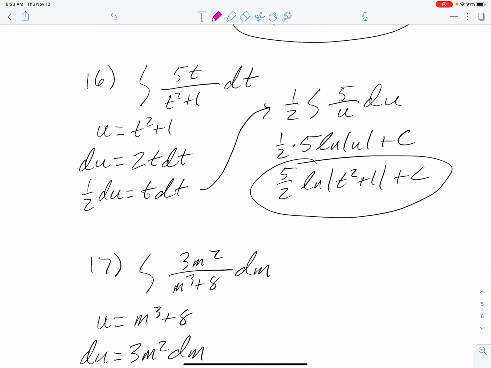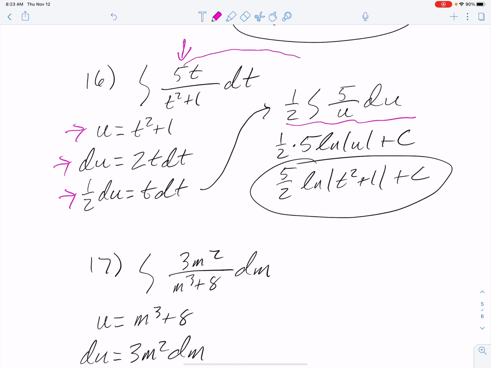16's a little tricky because I have a coefficient in the problem already, but it's not going to be the right coefficient, the coefficient I need. So I pick my function as the denominator, t squared plus 1. I take its derivative. I see that I don't have that coefficient of 2, so I'm going to divide by 2 on both sides, and then I can rewrite my integral.